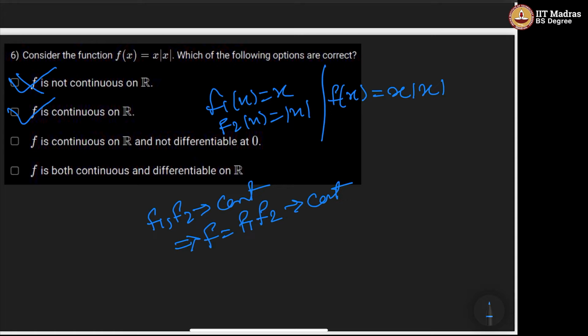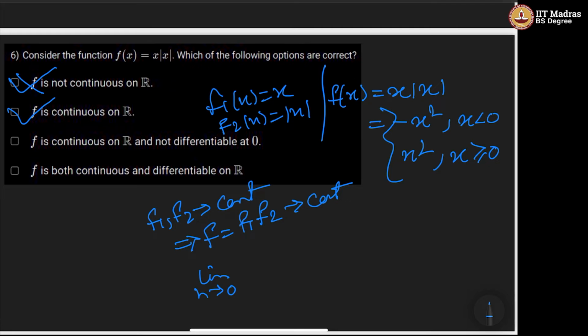Now we can break the function. This will be minus x square when x is less than 0, and x square when x is greater than or equal to 0. Okay, we will check the differentiability now. So limit h tends to 0.